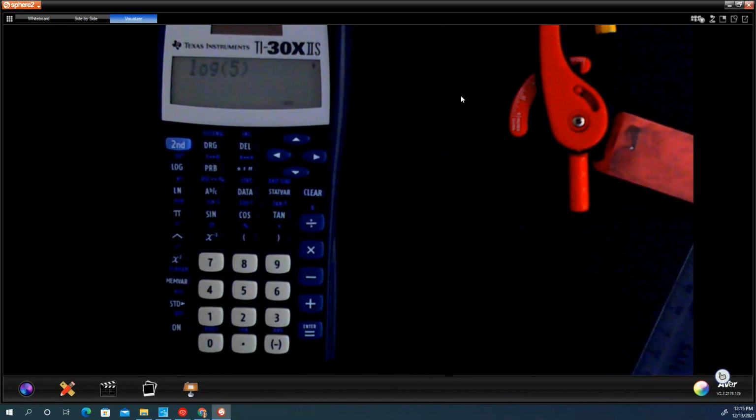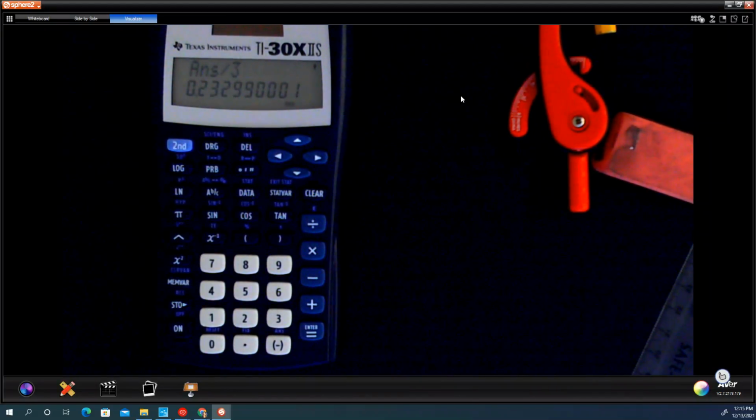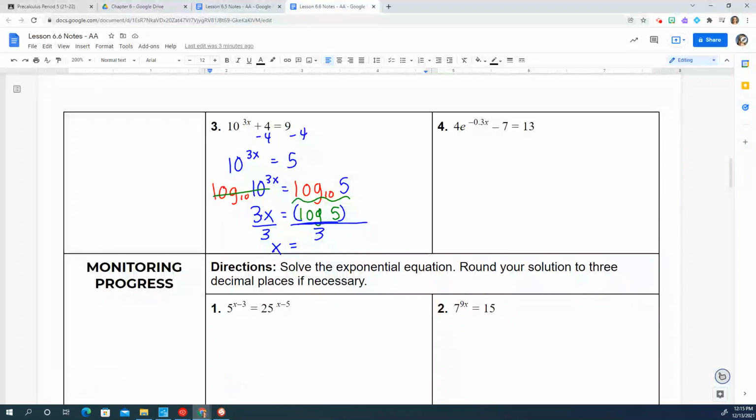So you'd want to do log of 5. Close that. You can even hit enter if you want, and then divide that whole thing by 3. That's good enough. So we get about 0.233.